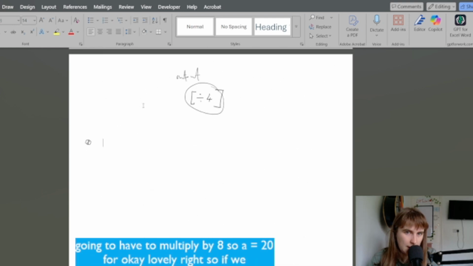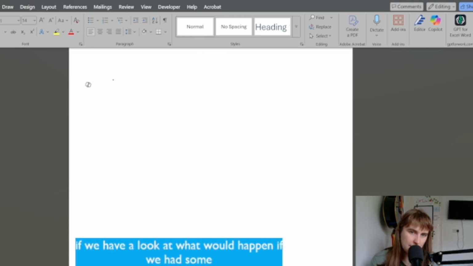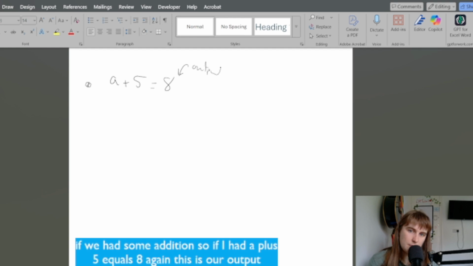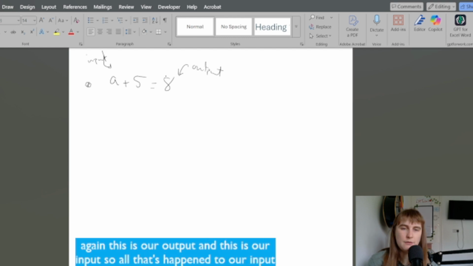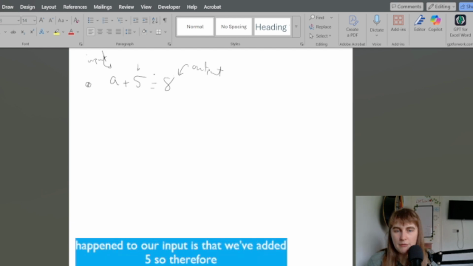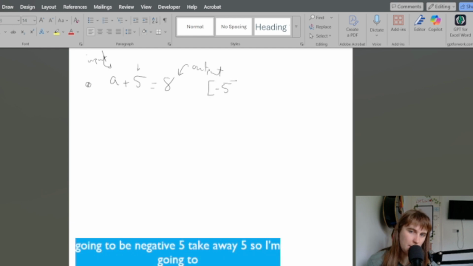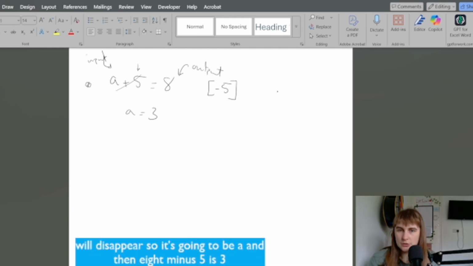if we have a look at what would happen if we had some addition. So if I had a plus 5 equals 8, again, this is our output, and this is our input. So all that's happened to our input is that we've added 5. Therefore, the reverse of that is going to be minus 5. Take away 5. So I'm going to minus 5 from both sides. So that 5 will disappear. So it's going to be a, and then 8 minus 5 is 3, so a equals 3.